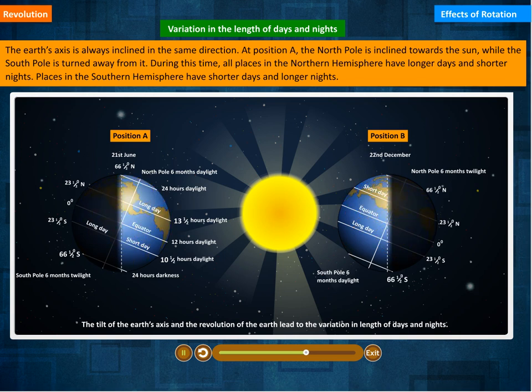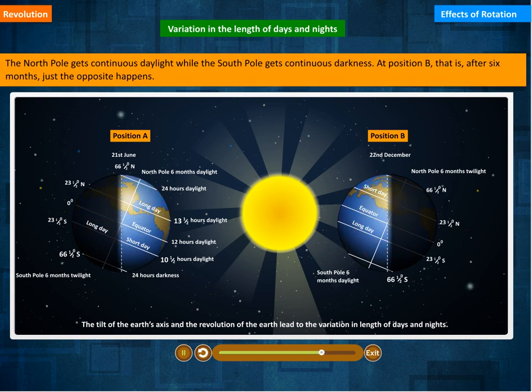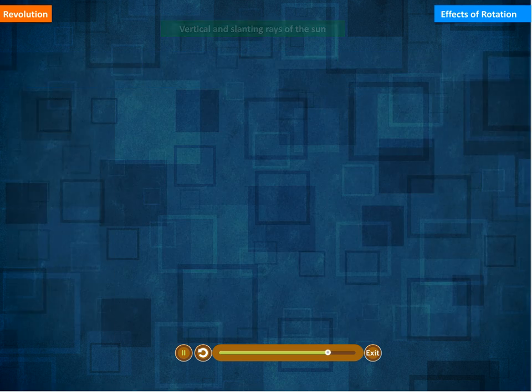The Earth's axis is always inclined in the same direction. At position A, the North Pole is inclined towards the sun, while the South Pole is turned away from it. During this time, all places in the northern hemisphere have longer days and shorter nights. Places in the southern hemisphere have shorter days and longer nights. The North Pole gets continuous daylight while the South Pole gets continuous darkness. At position B, that is after 6 months, just the opposite happens.